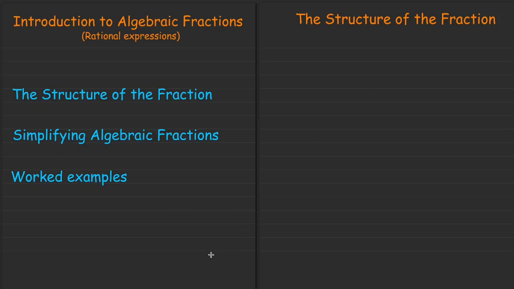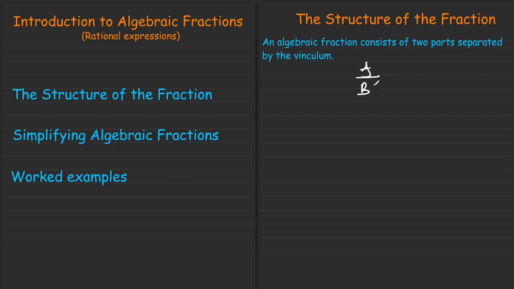So, talking of the structure of the algebraic fraction, if you know how a normal fraction looks like, then I think you know all about this. It has a numerator, the vinculum, and then the denominator. Just as we write a normal fraction, that is a over b. So this is your vinculum. The a can be an algebraic expression. The b can also be an algebraic expression. At least there should be one algebraic expression.